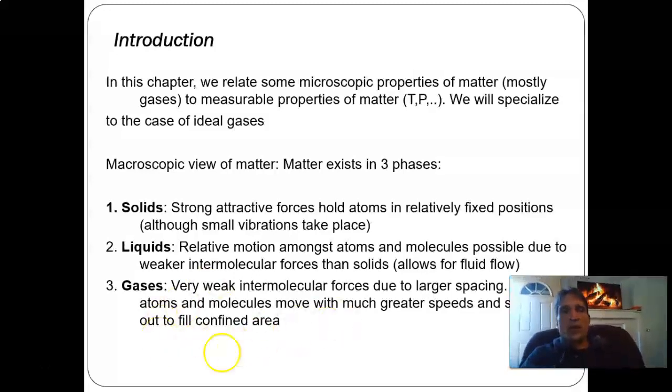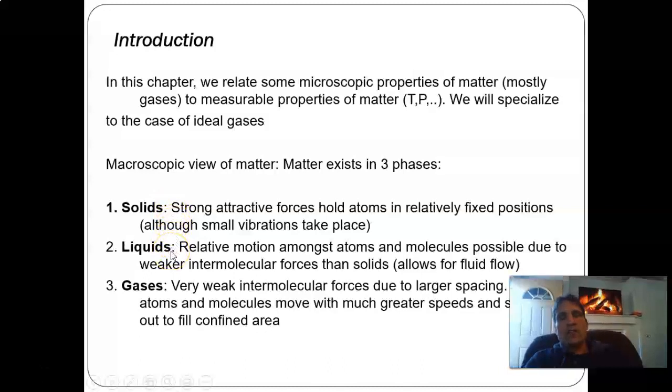When you get to liquids, you add energy to the solid. For substances that exist as liquids, the bonds between the molecules are still there. They're still bound, but they're weaker than they are for solids, and therefore the molecules are free to move around a little more relative to one another because of these weaker intermolecular forces, and that allows liquids to flow. The molecules can move past one another.